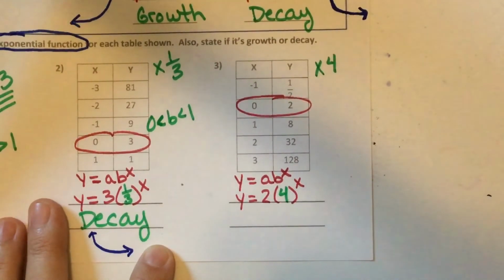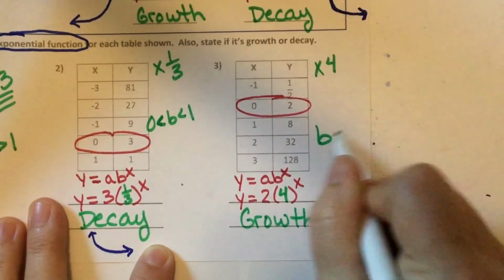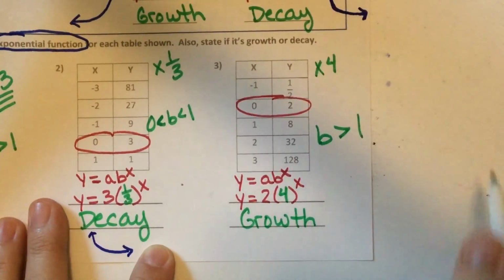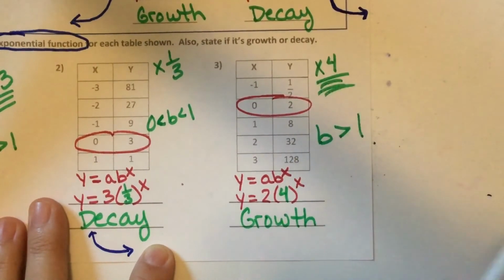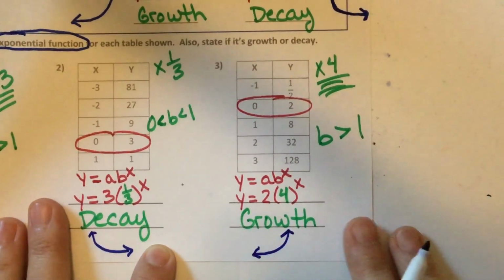So are we looking at growth or decay? Growth. So anytime your b value is bigger than 1, which it is, because 4 is bigger than 1, we have growth. And remember those growth graphs, those go up from left to right, like that.